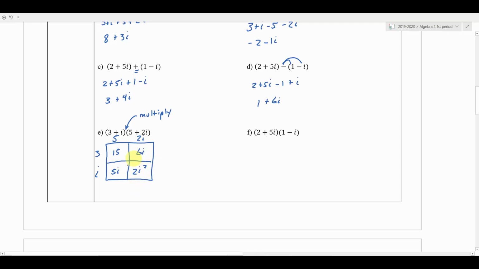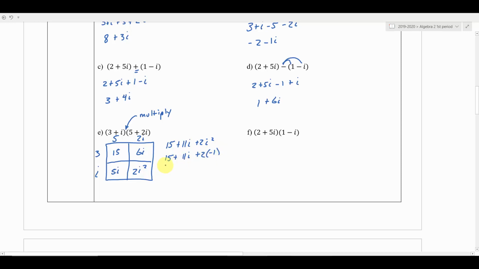And then we add the 4 boxes together. So we'll have 15 plus, these two are like terms, so 6i and 5i would be 11i, and then I have 2i squared. Okay, so it looks pretty good. We're almost there. The only thing is we have this i squared, and you have to remember your powers of i. Remember what I said above. Once you multiply and use your generic rectangle, you need to settle any powers of i. This is a power of i, and we know that i squared is negative 1. So this is really 15 plus 11i plus 2 times negative 1.